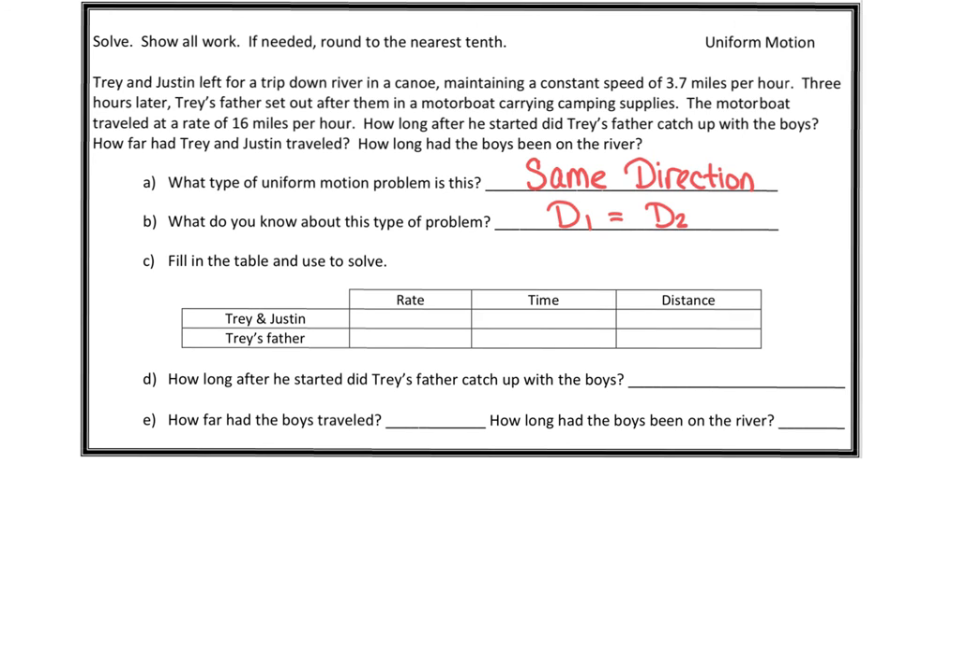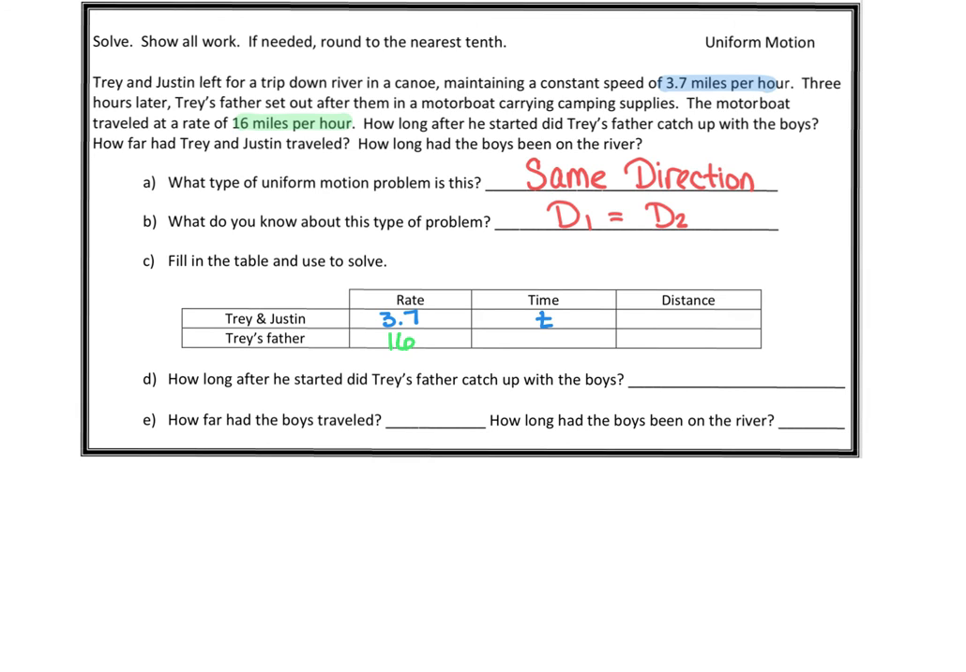So what have they told me? They've told me that the boys were traveling at 3.7 miles per hour. So Trey and Justin is my first row here, and the rate for them is 3.7. They also told me that Trey's dad was traveling at a rate of 16 miles per hour. So that is the rate for Trey's father. Do I know either of their times? I do not, all right? So I know then that Trey and Justin left at some time. I just don't know what.